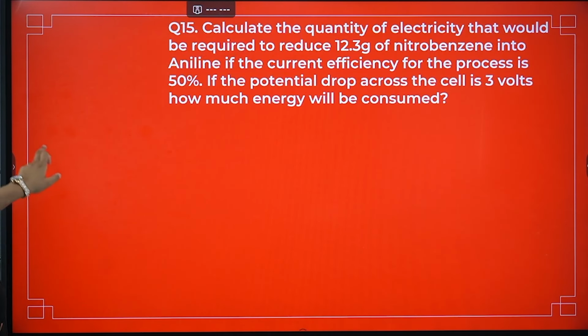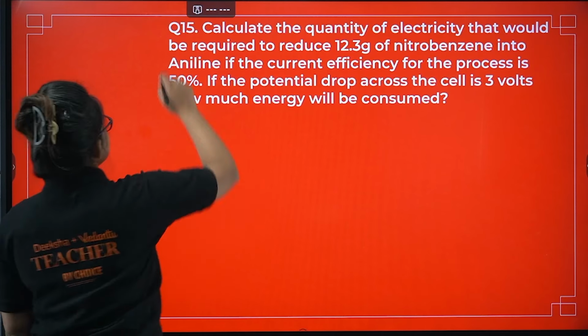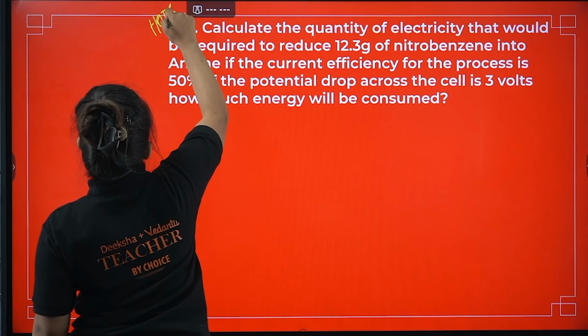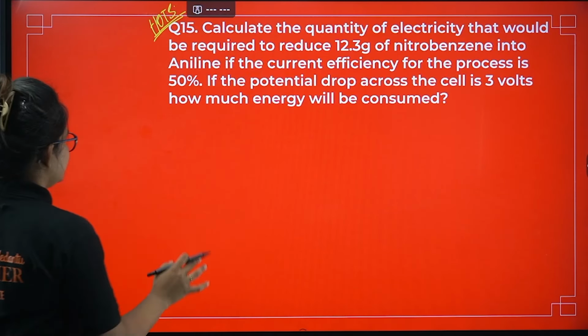Let's go ahead. Okay, calculate the quantity of electricity that would be required to reduce 12.3 gram of nitrobenzene into aniline if the current efficiency for the process is 50%. Potential drop across the cell is 3 volt. How much energy will be consumed? Okay, let's do it. Okay, so this particular problem basically falls under the HOTS. Okay, it's a really tricky one and difficult one as well.